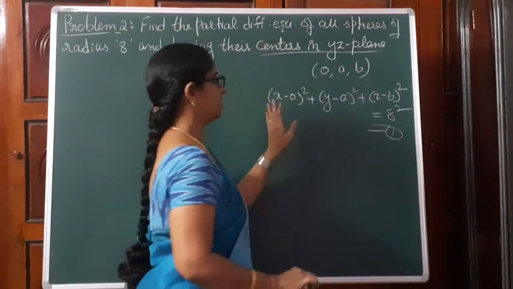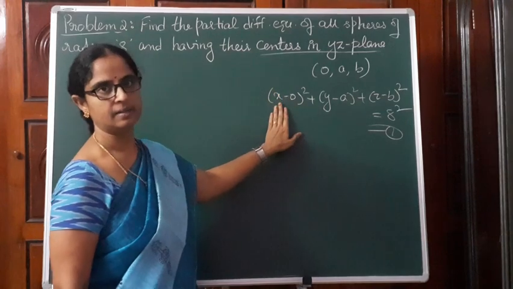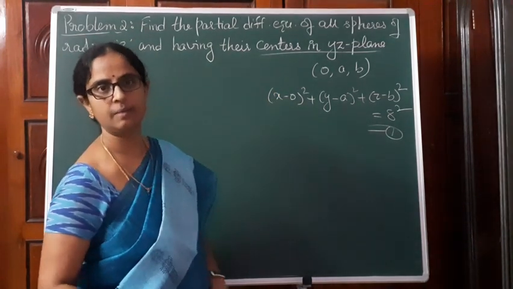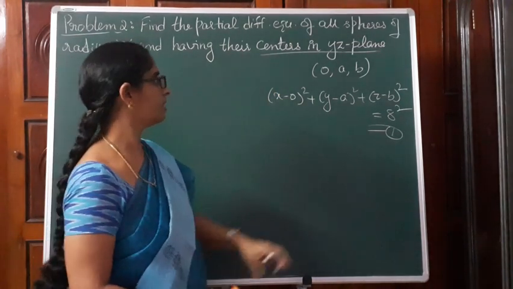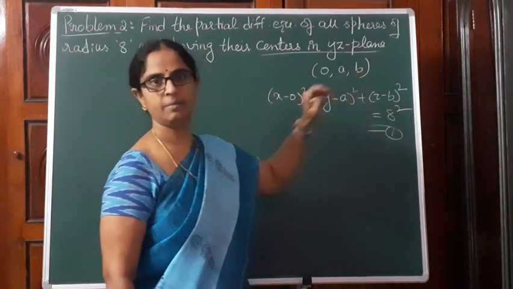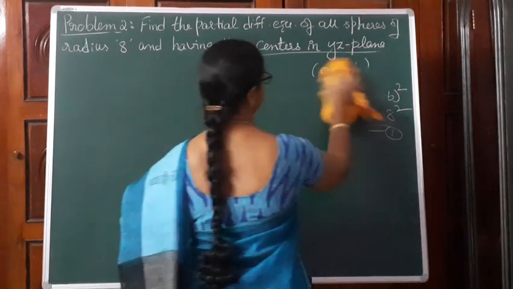Now we partially differentiate this with respect to x and with respect to y, and then we try to eliminate the constants. What are the arbitrary constants here? a and b. We try to eliminate a and b. Okay.